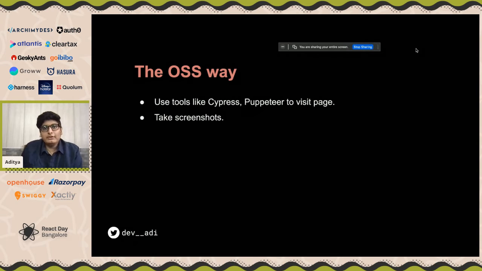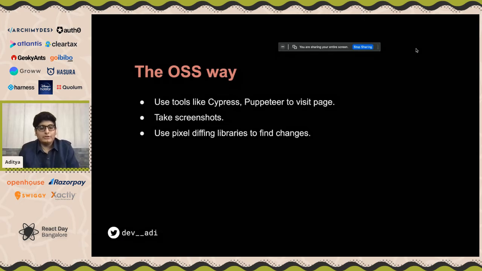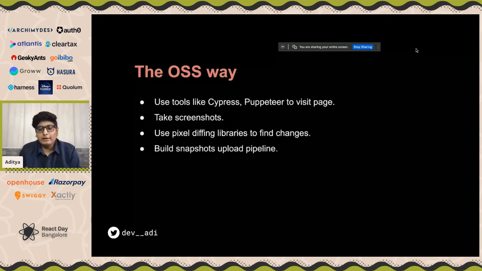So first thing is that we need to take a screenshot. Both Cypress and Puppeteer have an API to take screenshots. Then once we have a screenshot, we save it to a file. Then we can use pixel diffing libraries to find changes. That will tell us, either on CI or on our local machine, that there is some difference in the pixels. But that is not all.